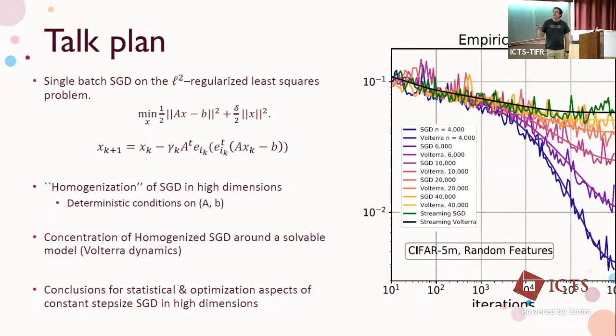And I want to think of A as random. Mathematically, I'm not going to need to take it to be random. So I'm going to enforce some deterministic conditions on A, which are inspired by what would happen in a random case.